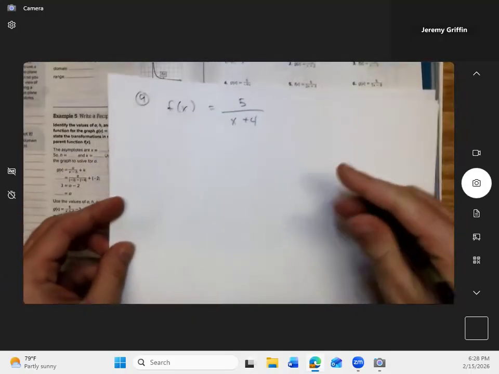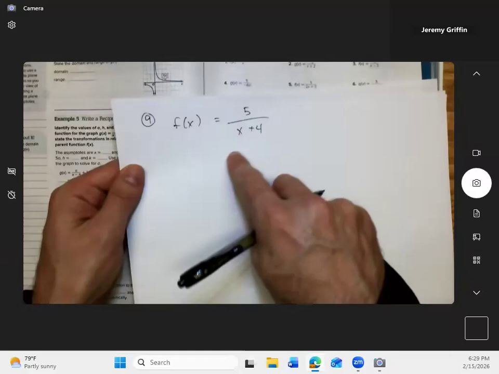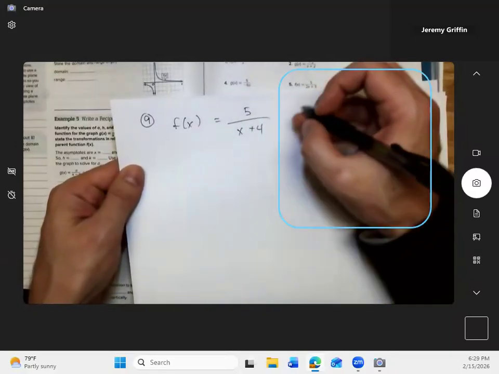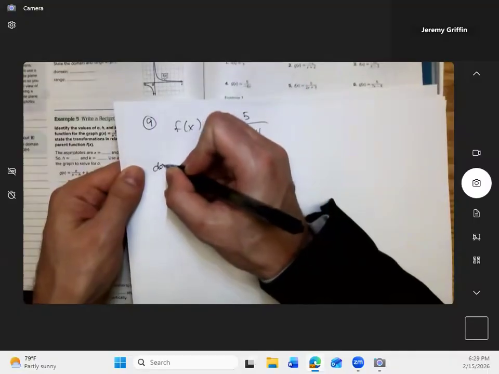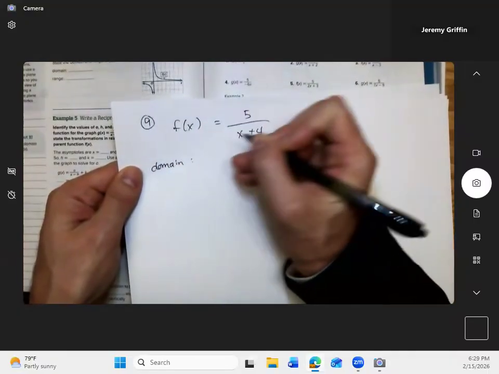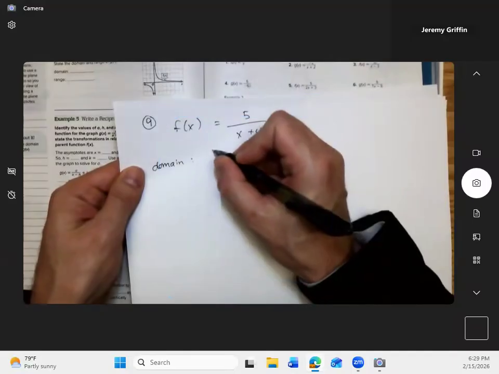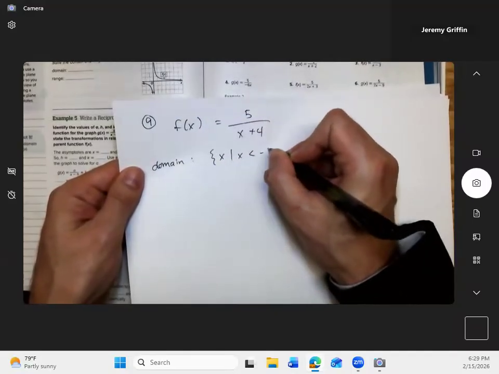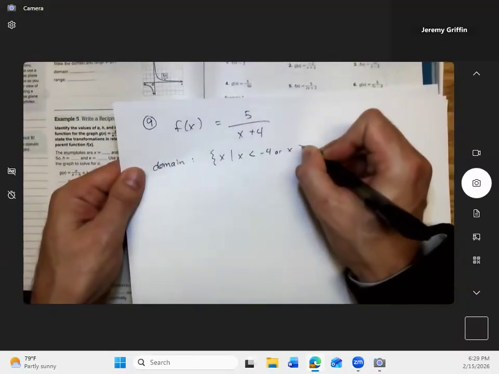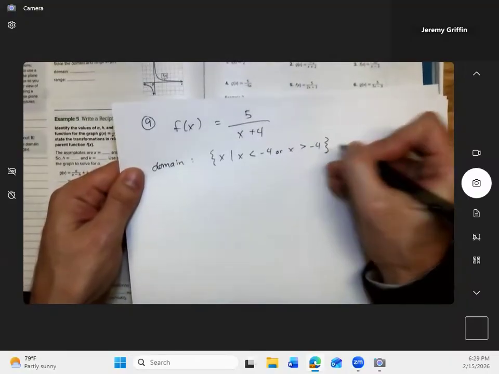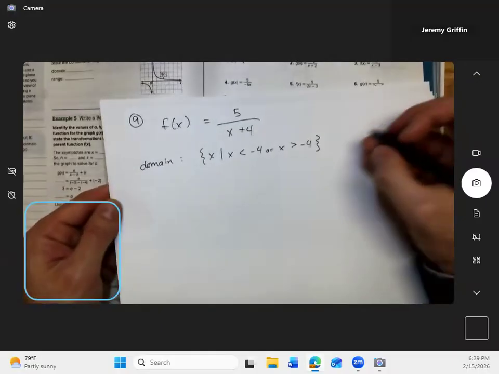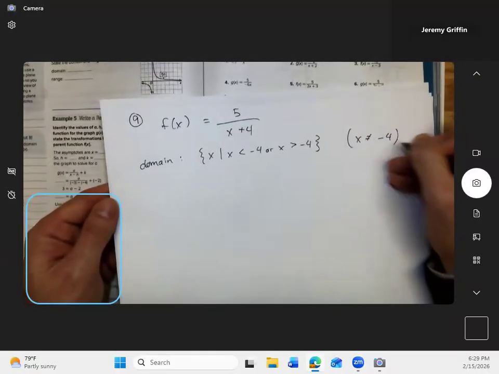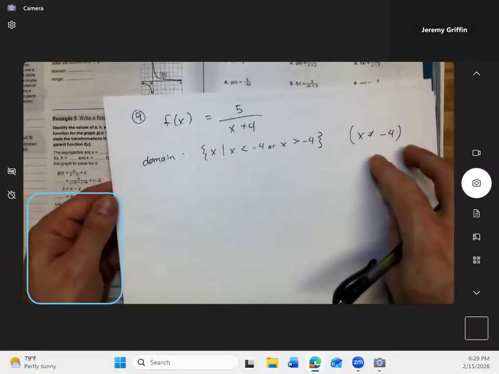Right. So I know there's a domain restriction where x cannot be negative 4. So for the domain, I can say x such that x is less than negative 4 or x greater than negative 4. That's your set builder notation. Or just simply x cannot equal negative 4. Maybe that's an even more efficient way to say that.